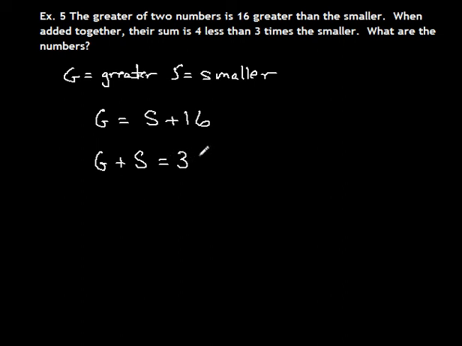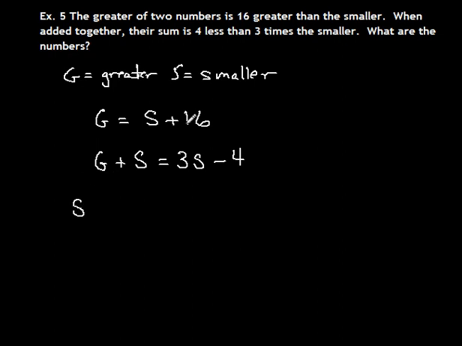So I like to write it like this. 3 times the smaller minus 4. 4 less than 3 times the smaller. This one's a little bit more complicated. Then we can just use substitution and solve it.